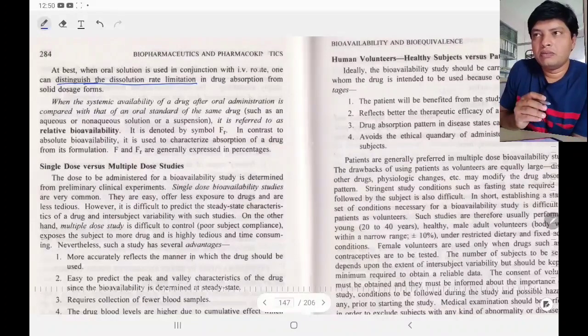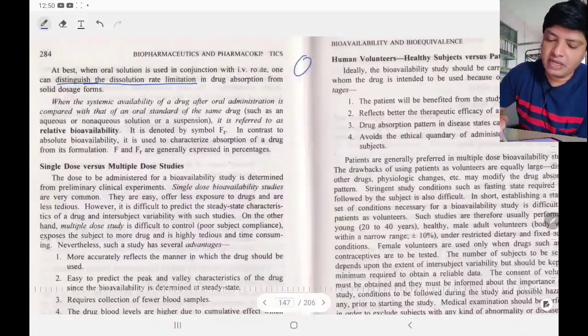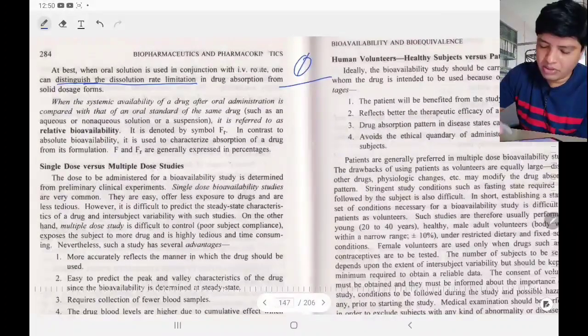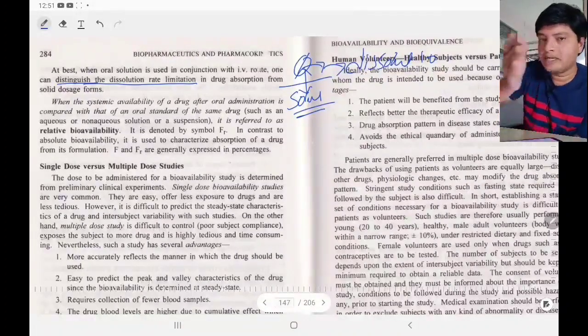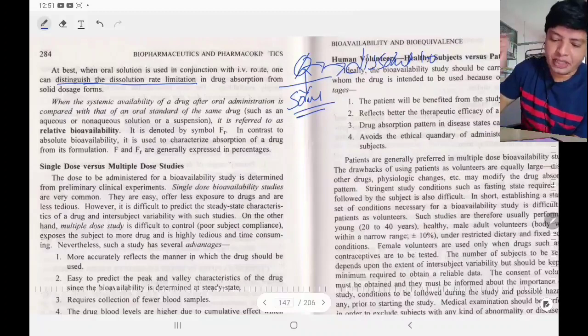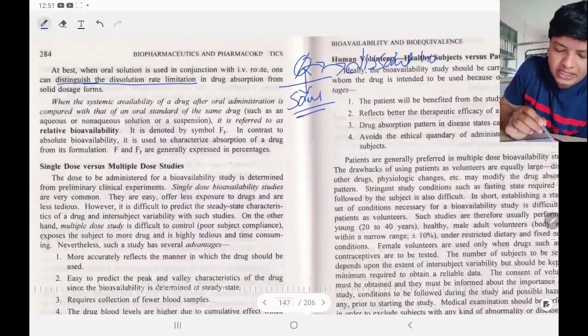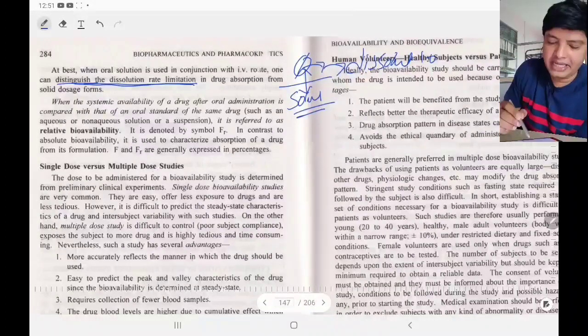limitation. Because you are giving the drug in solution form, first you have given the drug in solid dosage form, now the same drug is given in solution form. So what is the difference between solid and solution? From the solid, the drug has to disintegrate and dissolve, that is dissolution. In the solution form, the drug is already in solution, so you can eliminate the dissolution parameter of the drug. That is what it is saying, you can distinguish the dissolution rate limitation in drug absorption from the solid dosage form.